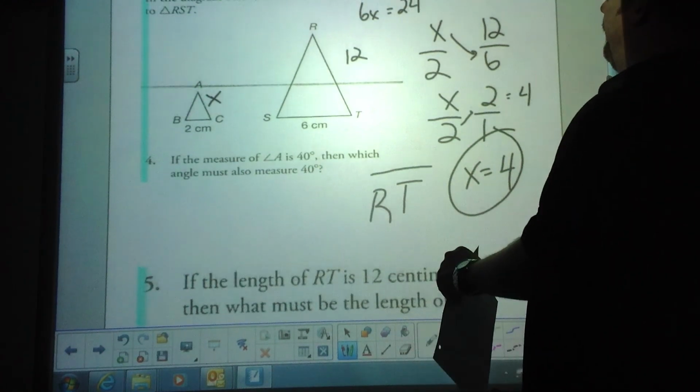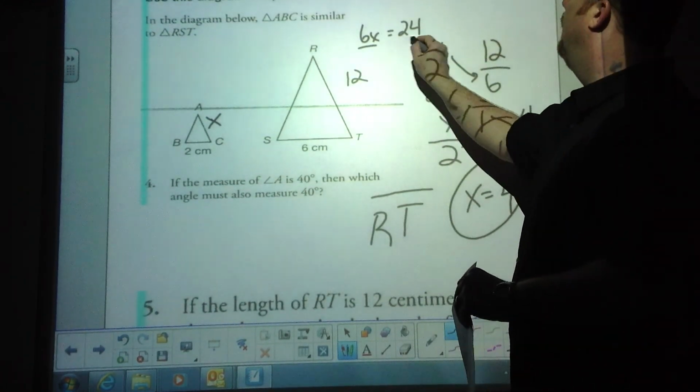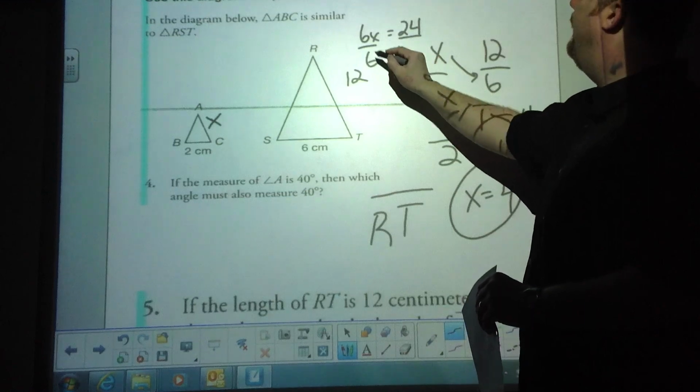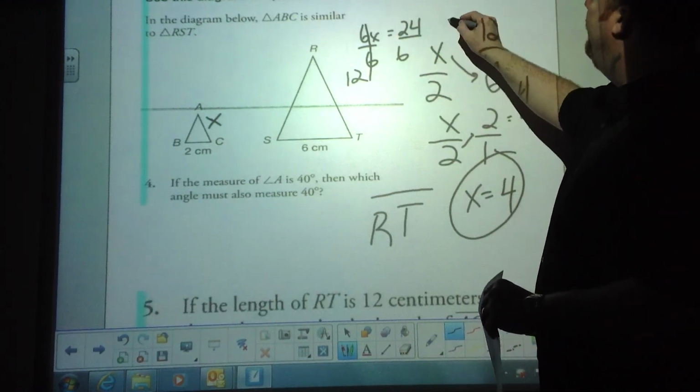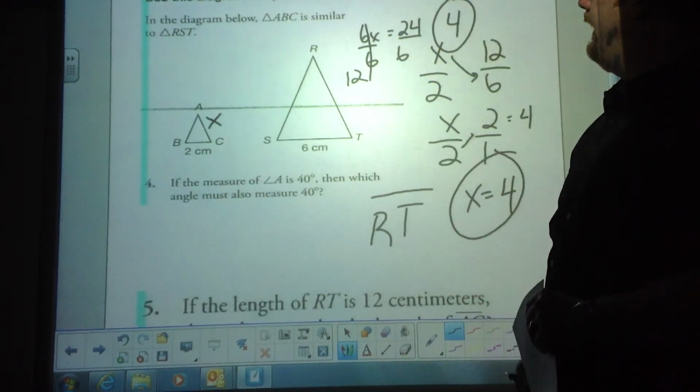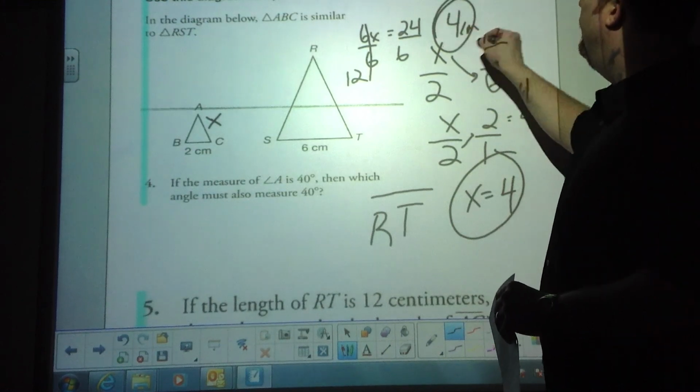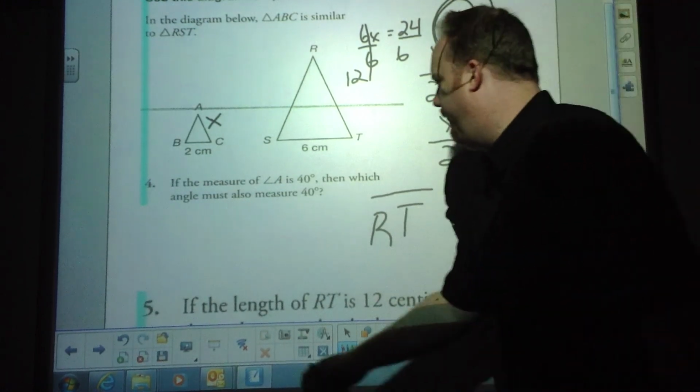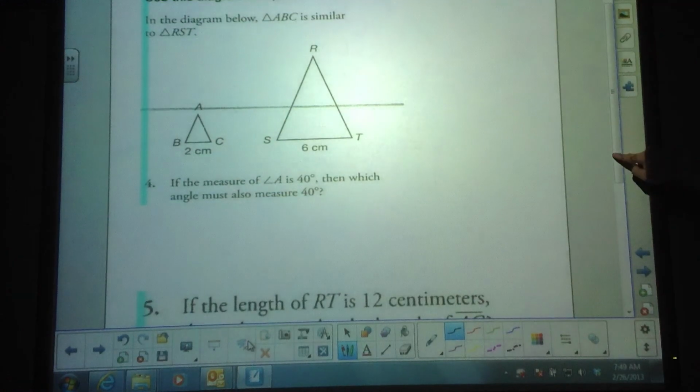Here, I'll move that down a little bit for you. Divide both sides by 6. 24 divided by 6 is 4. And it would be centimeters. So we want to make sure we put the unit there. All right.